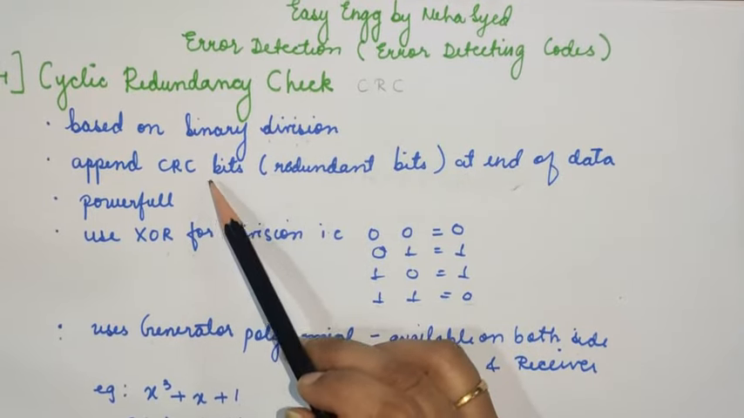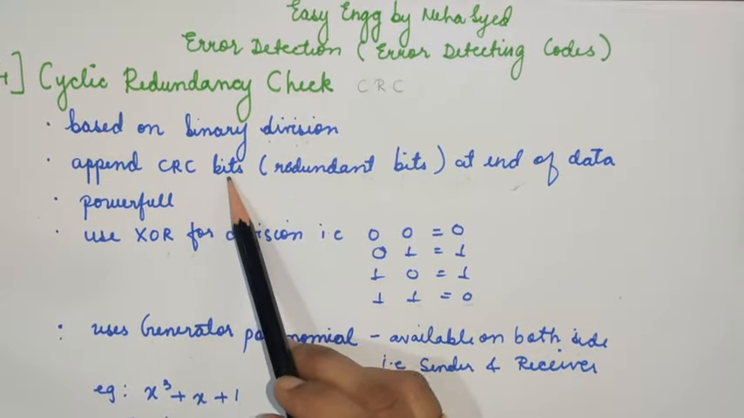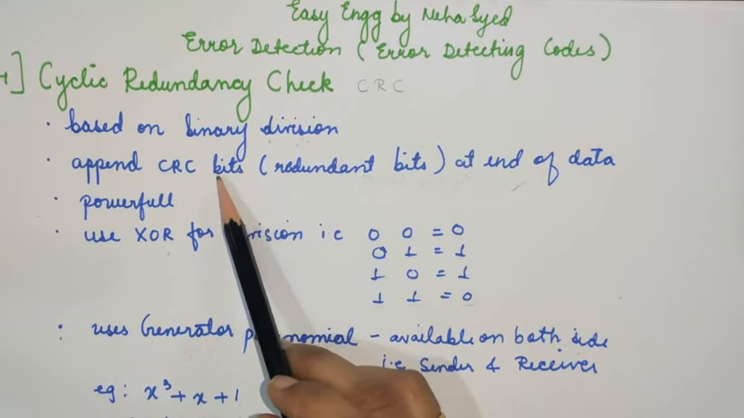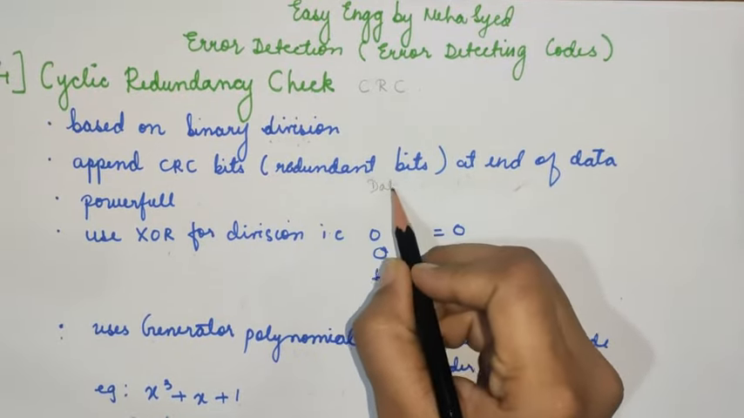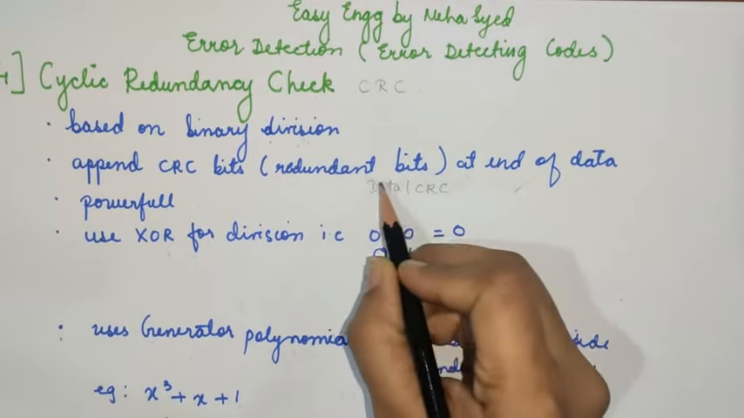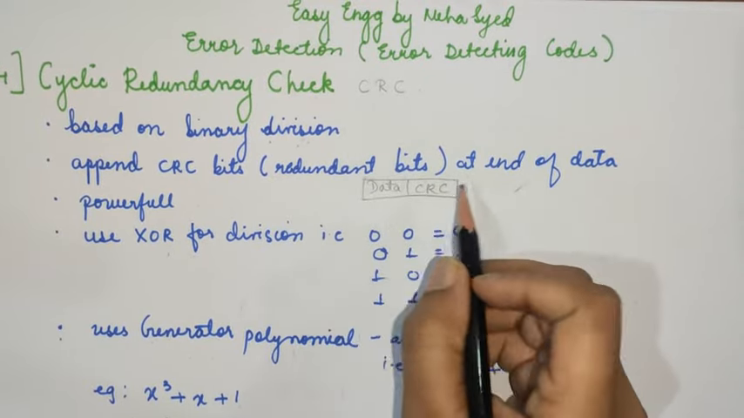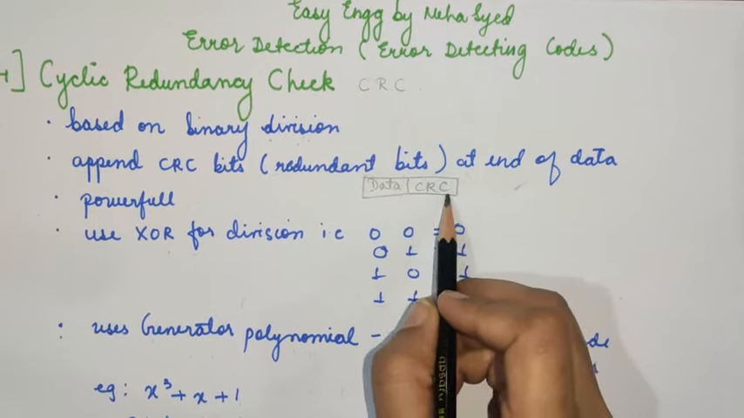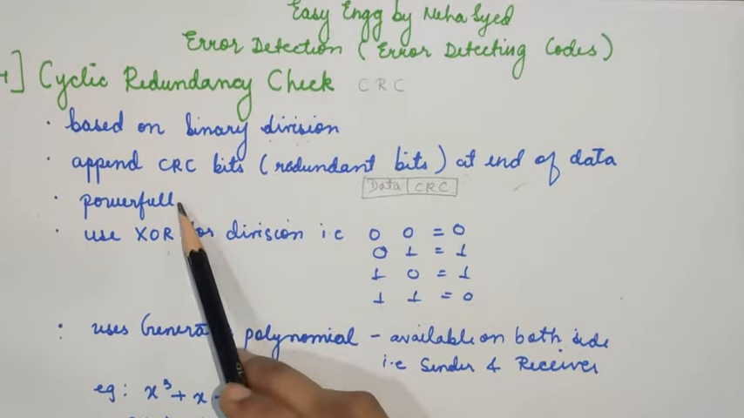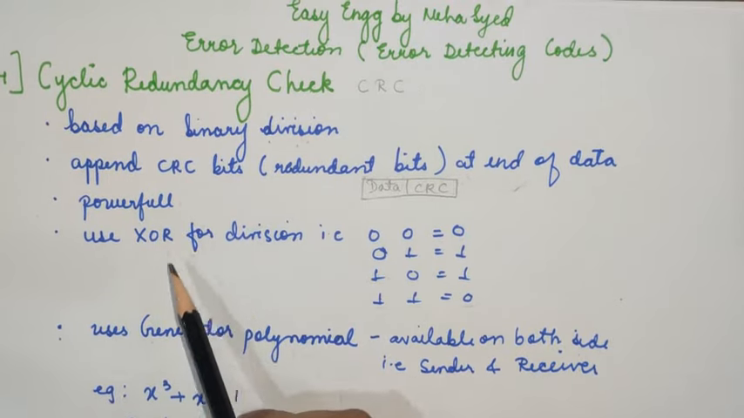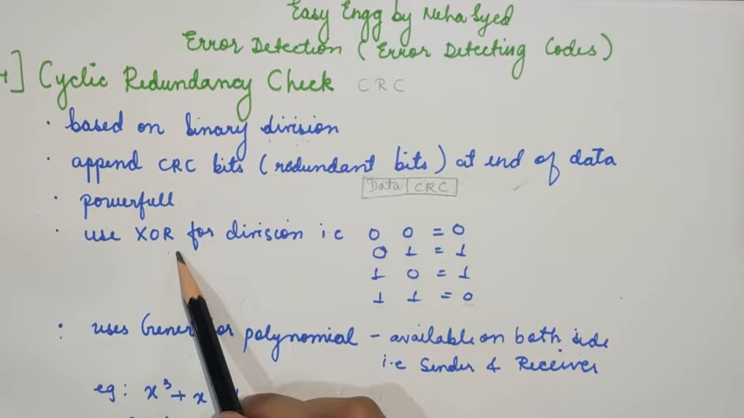Similarly to the checksum, we are going to append the CRC bits to the original data. Means the data is going to be followed by the CRC bits, or you can say the CRC bits are going to be appended after the data. It is a very powerful technique as compared to the previous methods that we have seen for detecting an error. Here we are going to use XOR for the division.